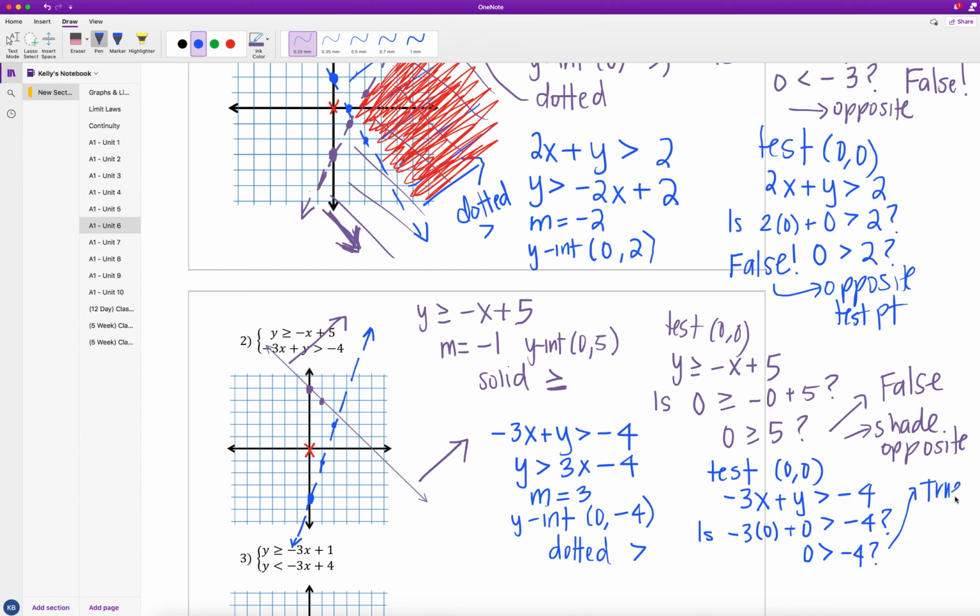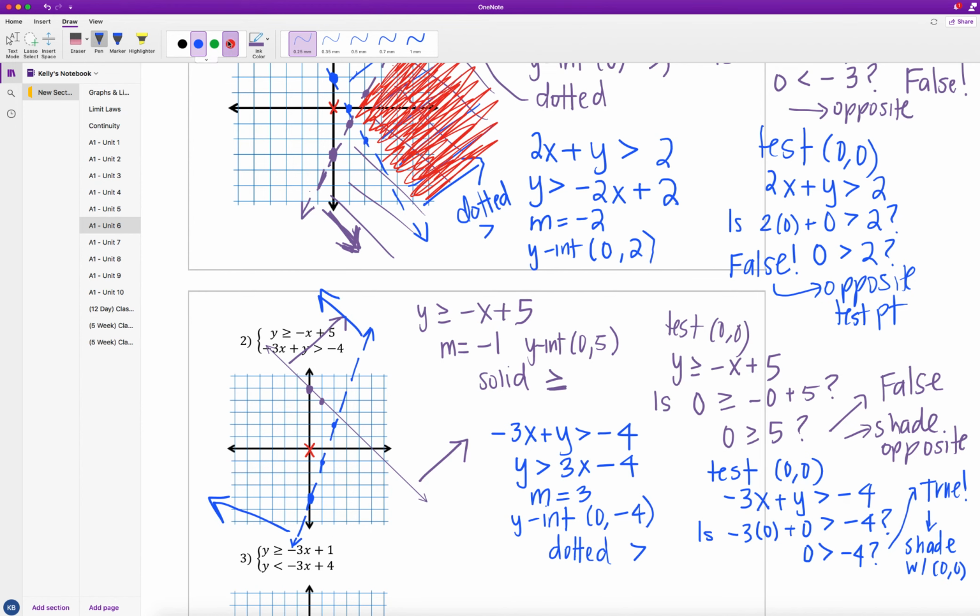And if I get a true statement, it means that I shade where 0, 0 is. So I shade with the test point this time instead. So because the test point was true, I will shade wherever that point is. So I will be shading to the left of this.